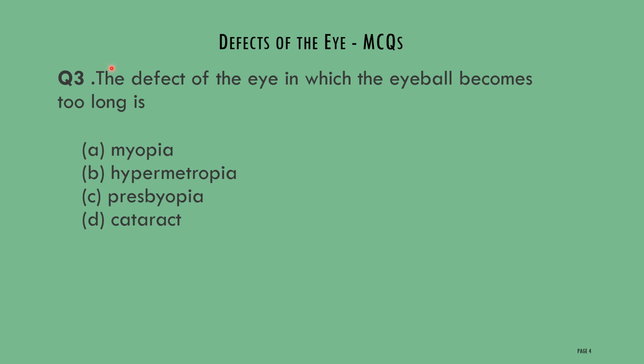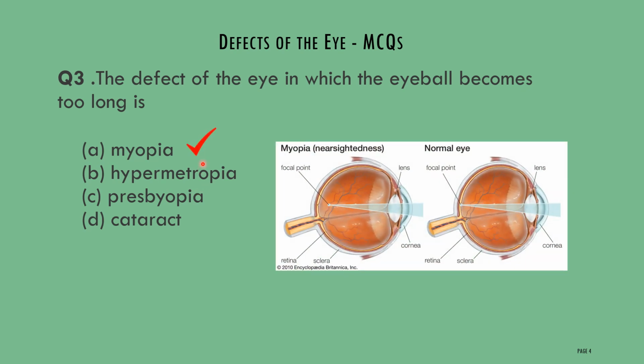Now the third question. The defect of the eye in which the eyeball becomes too long, otherwise elongated. Let us see the options. Option A is myopia, option B hypermetropia, option C presbyopia, option D is cataract. Which one is the correct answer? The correct answer is myopia.